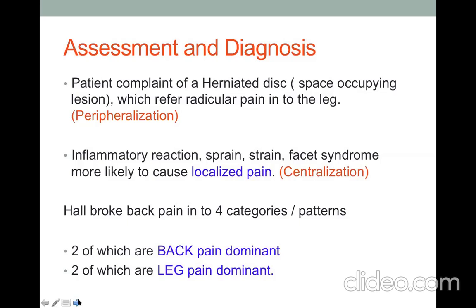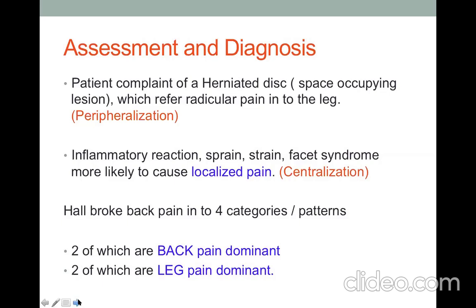Similarly, if a patient comes to you with any inflammatory reaction to injuries to your muscles, your ligaments, or your facet joints, they mostly cause a localized pain in that particular vicinity. This particular pain would be more centralized to the lower back. And that's why they have given the umbrella term as centralization.